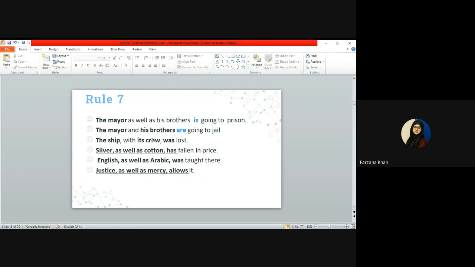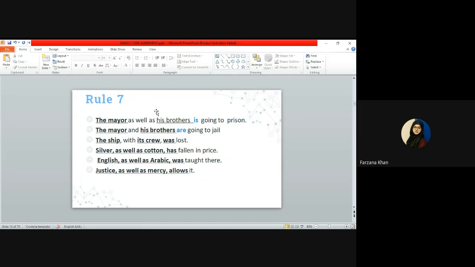We will discuss it with the examples so that it becomes very clear to all of you. In the first example, you can see the mayor as well as his brothers is going to prison. So keep it in your mind that when two subjects or two nouns, which can be singular or plural, are joined by the phrase as well as, then you will add the verb according to the nearer subject, whether it's singular or plural.